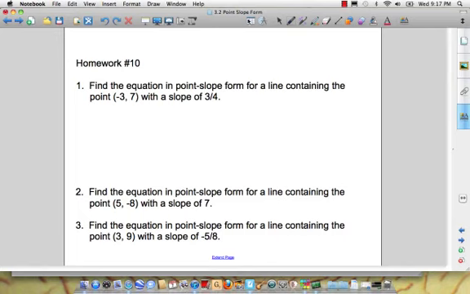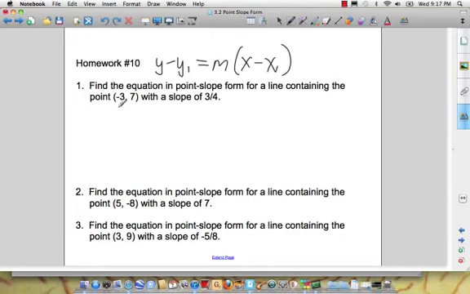Okay, so your homework assignment, number 10. I'm going to do problem 1 for you. I still expect this to be on your homework papers when you turn them in, but I'm going to show you how to do it. Alright, so I'm going to park up here at the top the point-slope form of an equation. y minus y1 equals m times (x minus x1), because that's what I'm going to use.